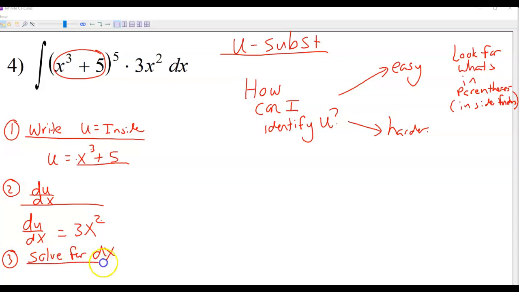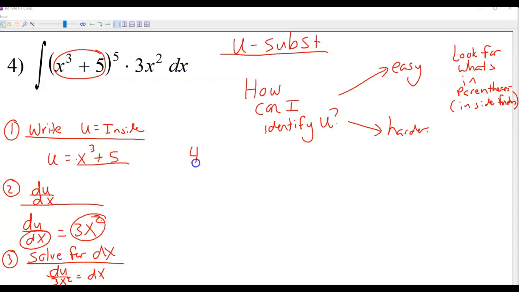In other words, get the dx by itself. So on this problem, if I were to multiply both sides by dx and divide both sides by this, I would end up with du over 3x squared equals dx. So now I've got dx by itself.